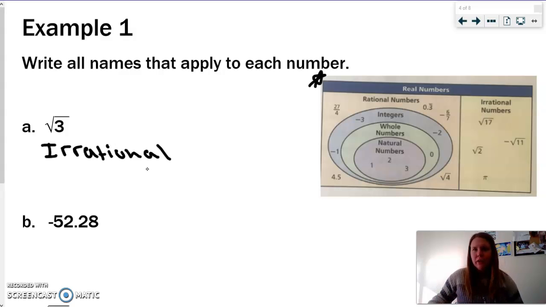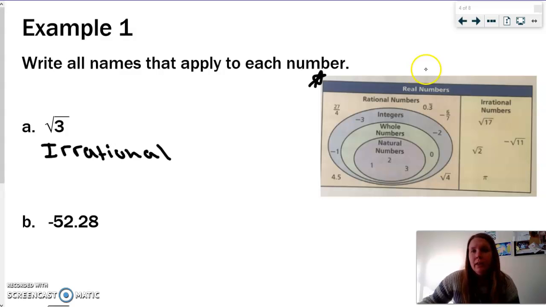It gets more tricky if you go into rational numbers. So your next one is negative 52.28. Ooh. I've got a negative, which I would think is probably an integer, but it has decimals. Usually integers we think of as a whole value, either positive or negative.